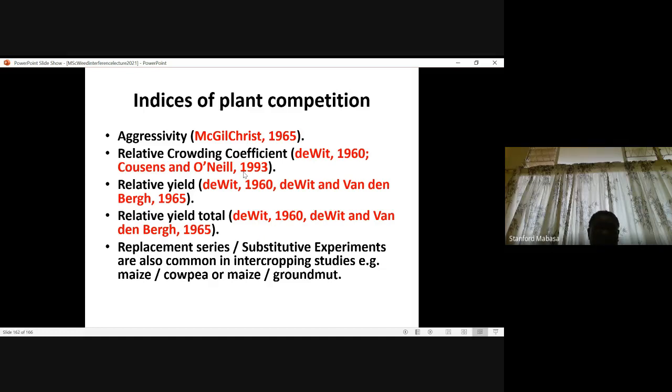Then relative yield, De Wit, 1960. Vandenberg also in 1965. Relative yield total, it's all about De Wit. But of course, we now have recent work on replacement series experiments.